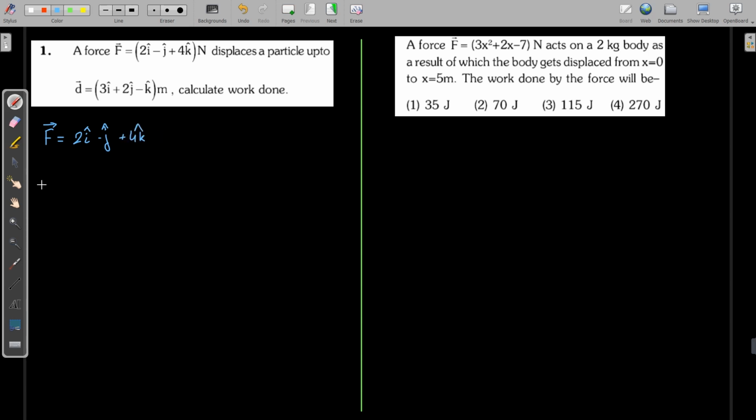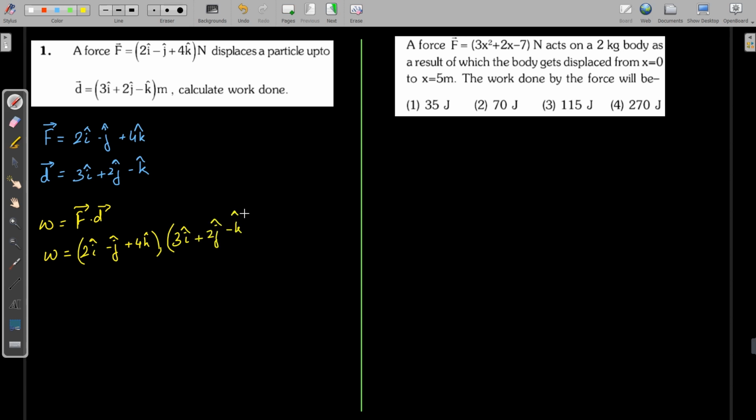And it displaces a particle by d. What is the displacement of the particle? 3i cap plus 2j cap minus k cap. Now, work done, W, is equal to how much? F dot d. W is equal to F dot d, which is 2i cap minus j cap plus 4k cap, that we are going to multiply with 3i cap plus 2j cap minus k cap, right?